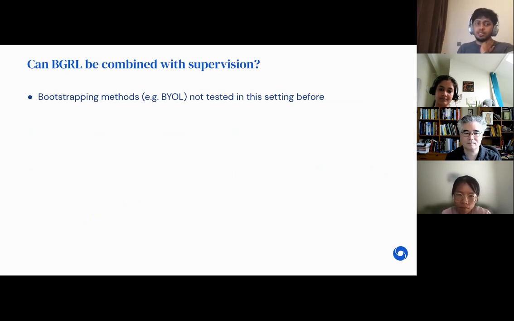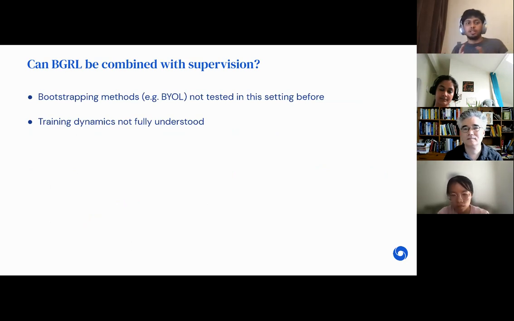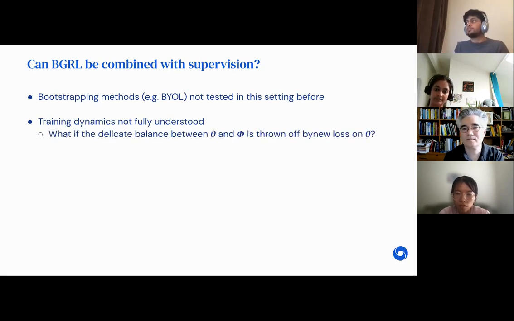So bootstrapping methods in general, including BYOL, were not tested in this setting where you're combining unsupervised learning with a supervised loss. The key concern is that the training dynamics aren't well understood. For GRACE or DGI, they're maximizing mutual information objectives. You have a theoretical backing of what's happening, and you can scale these two losses and say something concrete about how combining them will affect the representations. But here we have much less of an understanding of what's happening.